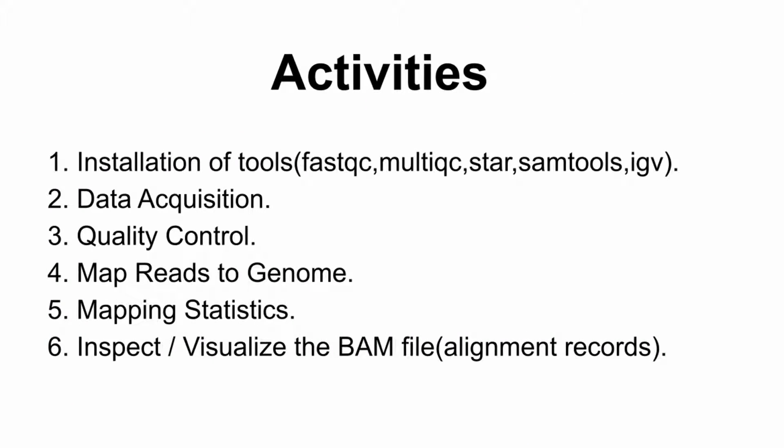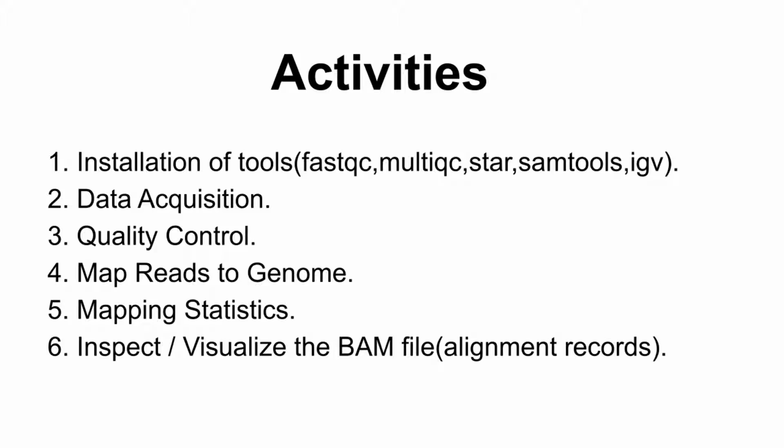In this tutorial, we are first going to install the tools we will use. We will install FastQC, MultiQC, STAR, samtools, and IGV. We are going to use Anaconda to do this. After that, we are going to download the example data. We will use paired-end reads. So we will download the paired-end reads, and we are also going to download the reference sequence, both the FASTA and the GTF formats.